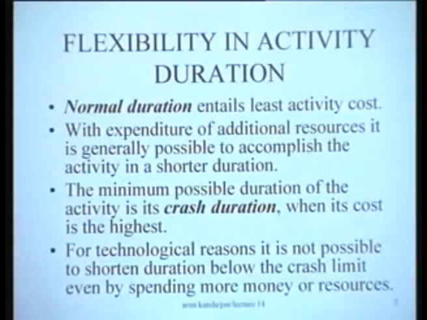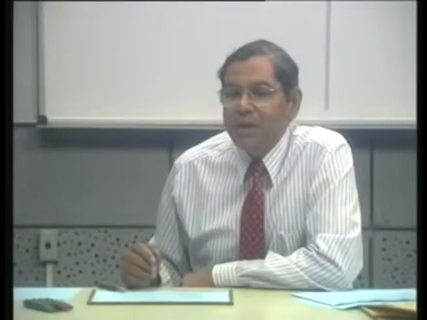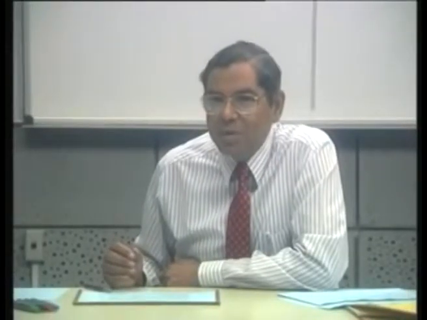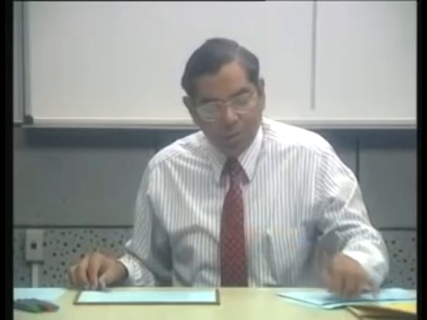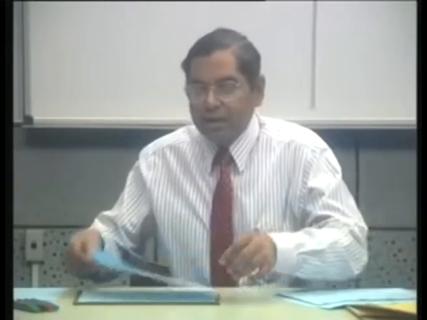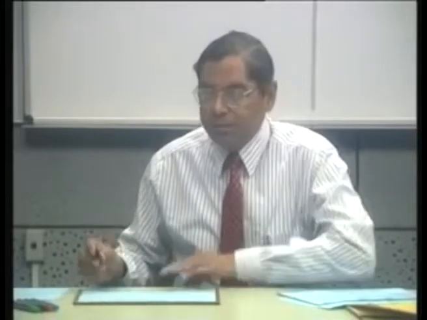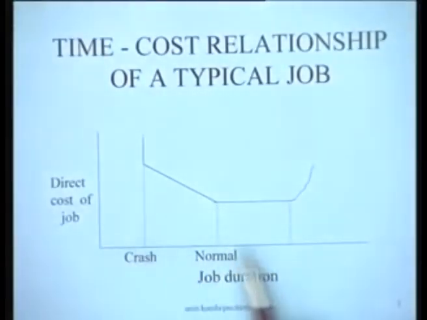And for technological reasons, we say it is not possible to shorten the duration below the crash limit even by spending more money or resources. Obviously, there is a limit to which an activity can be crashed. You cannot reduce the activity duration to 0 because there are some physical limitations, and you cannot keep on reducing the duration of the activity. So what we are essentially trying to say is that a typical time cost relationship of a typical job would be something like this.